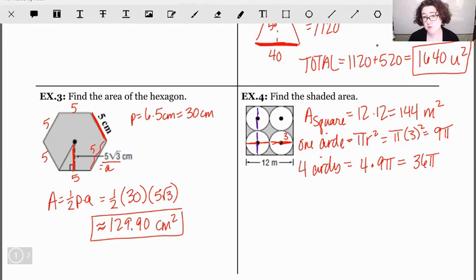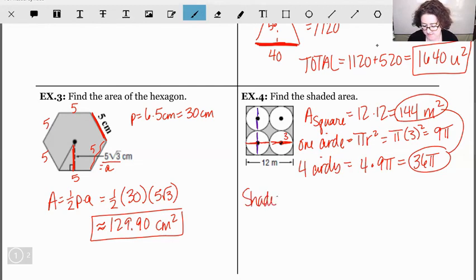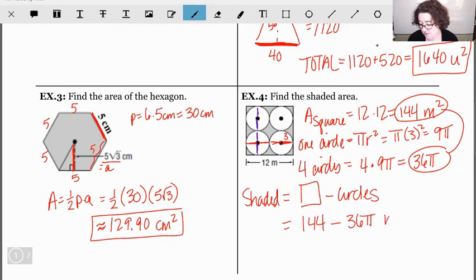The square comes to 144. So to do just the shaded area, what operation should we do between those two values? We need to subtract. So that means shaded area equals the square minus the circles. So the square was 144. The circles were 36 pi. And if the problem said leave answers in terms of pi, this is how I would write it.